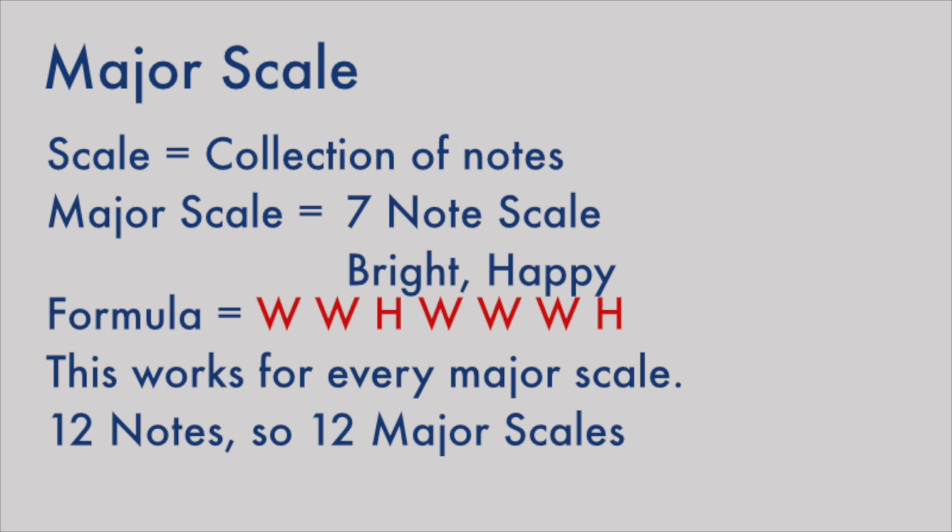A major scale is a 7-note scale with a bright and happy sound. The major scale has a specific pattern of whole and half steps between notes, and the formula for determining a major scale is whole, whole, half, whole, whole, whole, half. This formula works for every major scale. And since there are 12 notes, there are 12 different major scales.